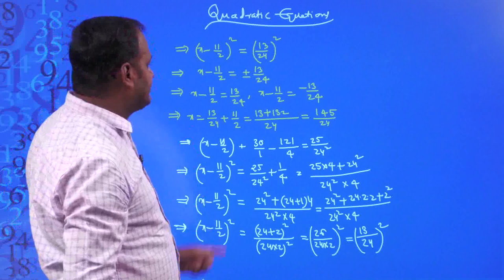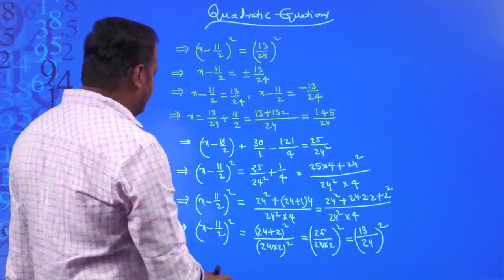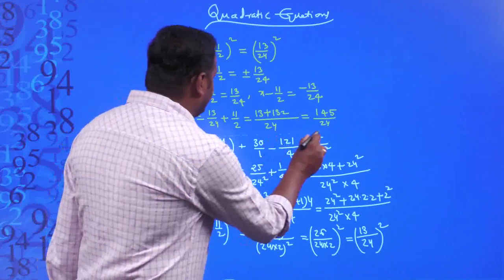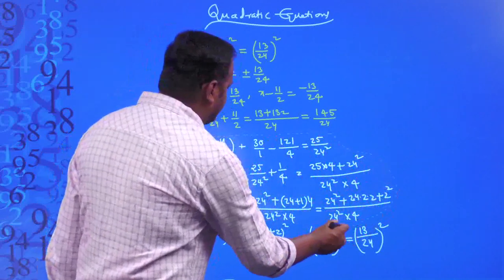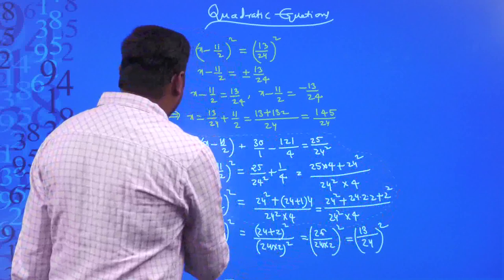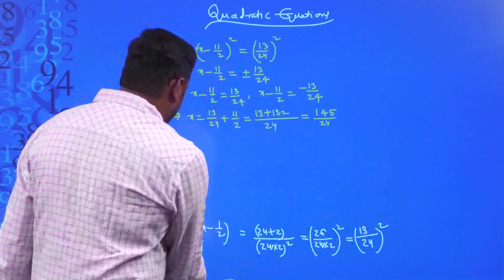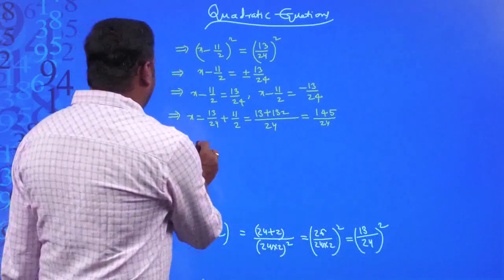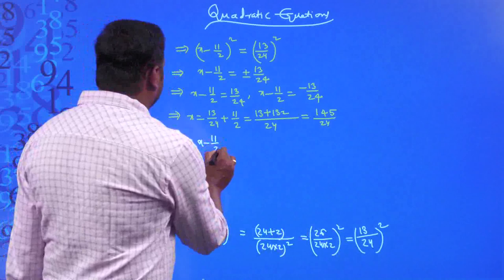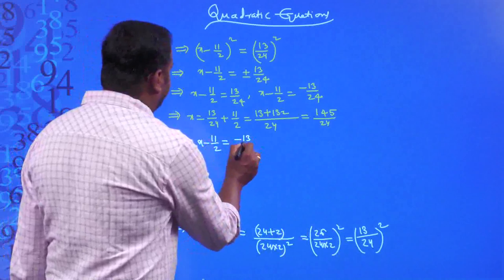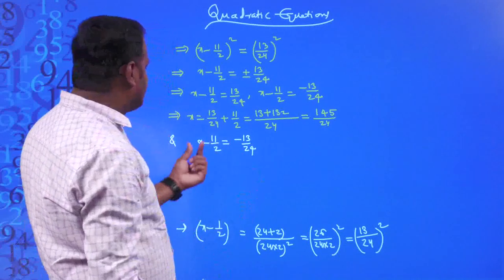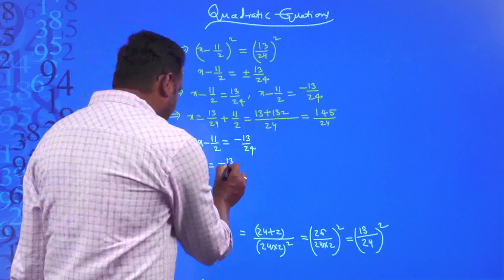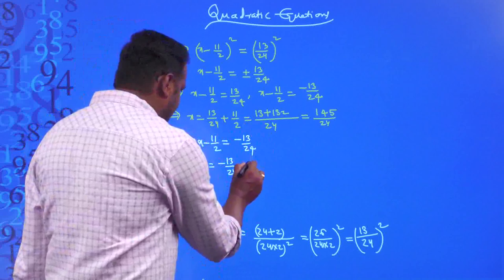What could be the other value of x? Yes, you can easily say that the other value of x is going to be when you equate x minus 11 by 2 with, what is that number? x minus 11 by 2 with negative 13 divided by 24. So, I am going to equate that. Another value of x, and x minus 11 by 2 is equal to negative 13 divided by 24. When you transpose negative 11 by 2 that side, then it would be x is equal to negative 13 by 24 plus 11 divided by 2.